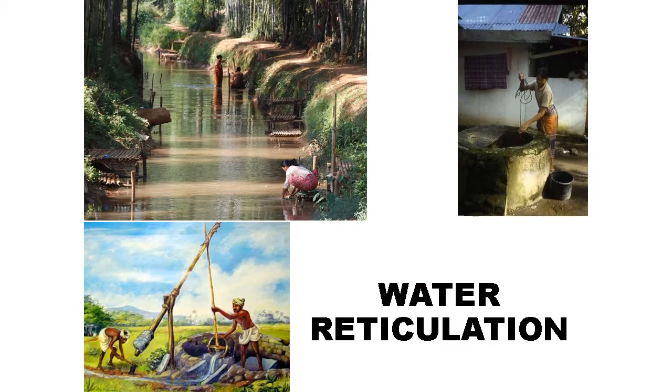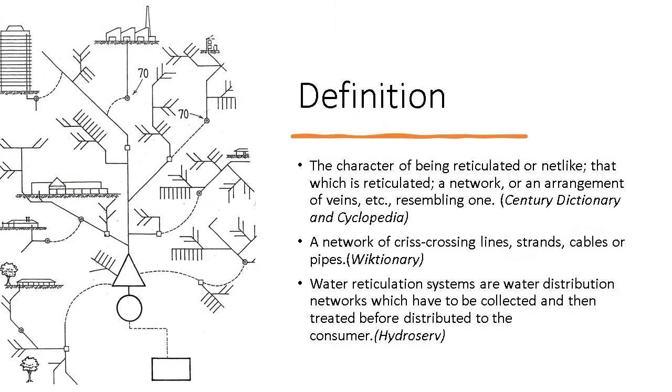Next is water reticulation. The character of being reticulated or net-like, that which is reticulated, which is a network or an arrangement of veins resembling one. A network of crisscrossing lines, strand, cable, or pipes. Water reticulation system or water distribution network which have to be collected and then treated before distributed to the consumer.